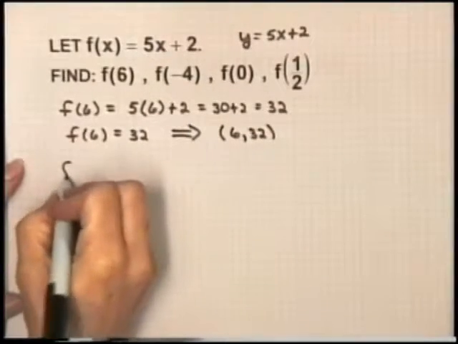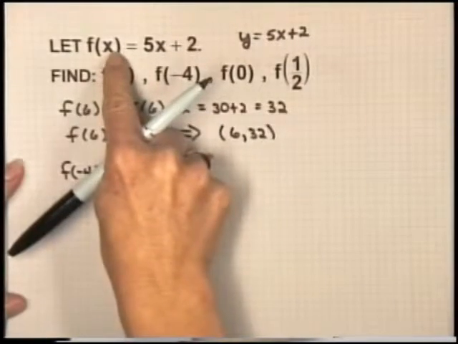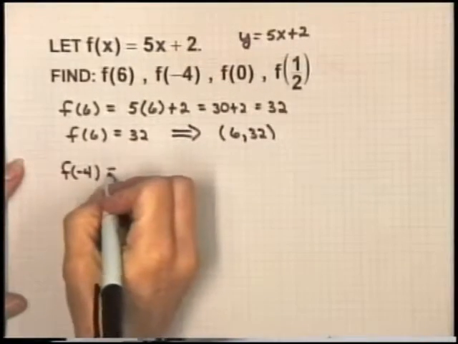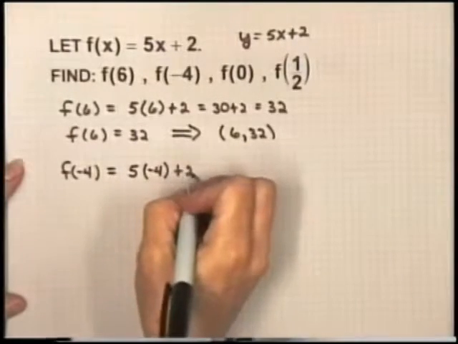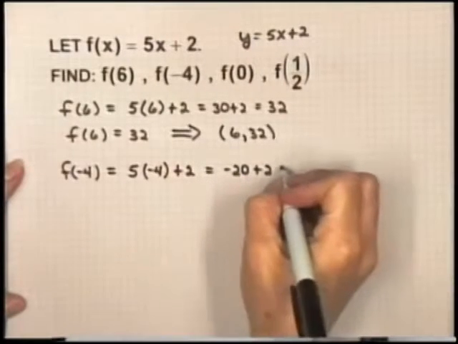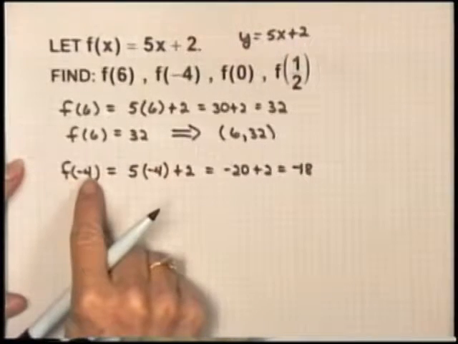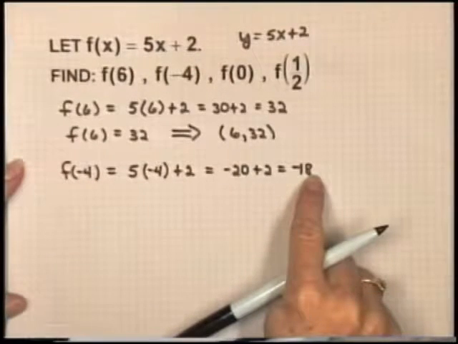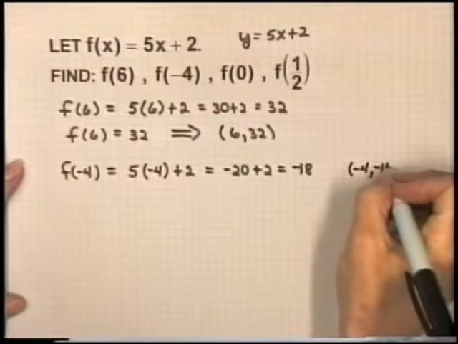We want to find f of negative 4. This means we're going to do what? The x is now going to be replaced by negative 4. So in our equation, we're going to say this is equal to 5 times negative 4 plus 2. 5 times negative 4 is negative 20, so negative 20 plus 2 will give me negative 18. Again, this is saying whenever x is negative 4, my second coordinate is negative 18. Or I can write the ordered pair negative 4, negative 18.